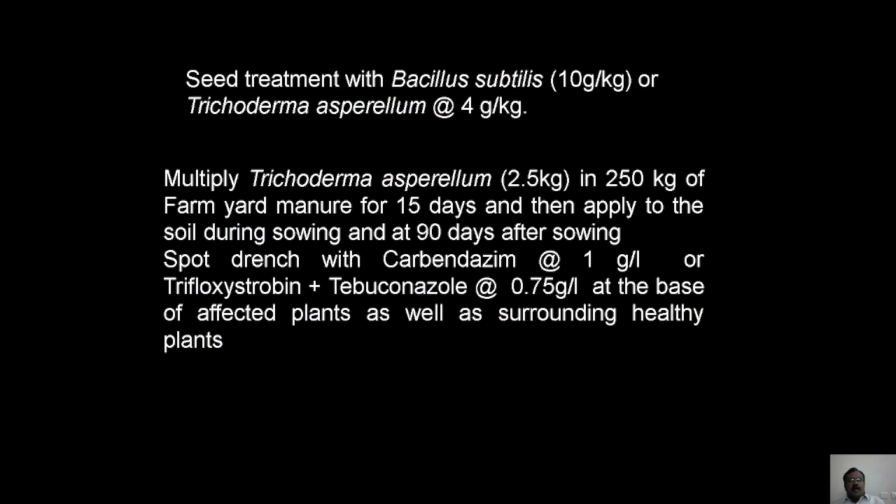And then for the organic practice, as we learnt in the previous disease, we can go for seed treatment with biocontrol agents like Trichoderma or Bacillus, and then mass multiply Trichoderma asperellum mixed with 250 kg of farmyard manure, and apply at the time of sowing as well as after 90 days. But in the grown-up plant, you can go for application of carbendazim at the rate of 1 gram per liter of water, or the trifloxystrobin plus tebuconazole combination fungicide at the rate of 0.75 gram per liter of water, and drench at the base of infected plants.